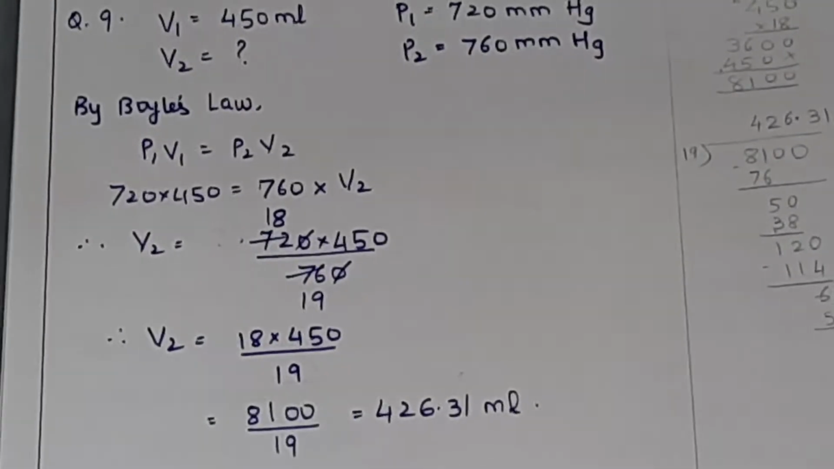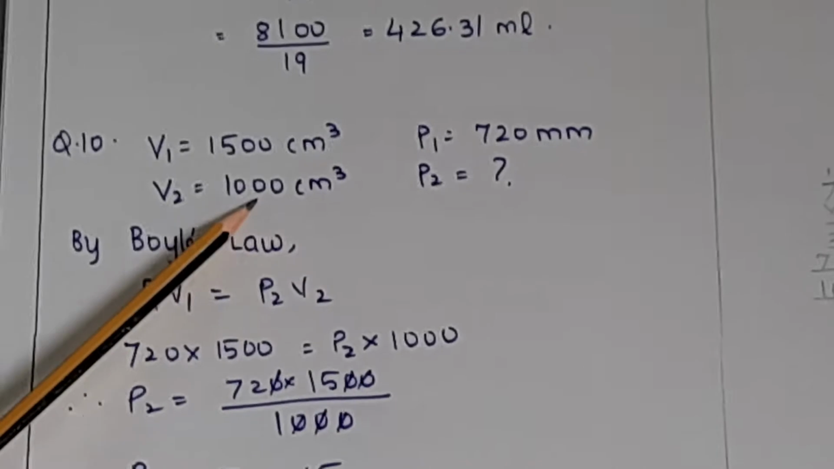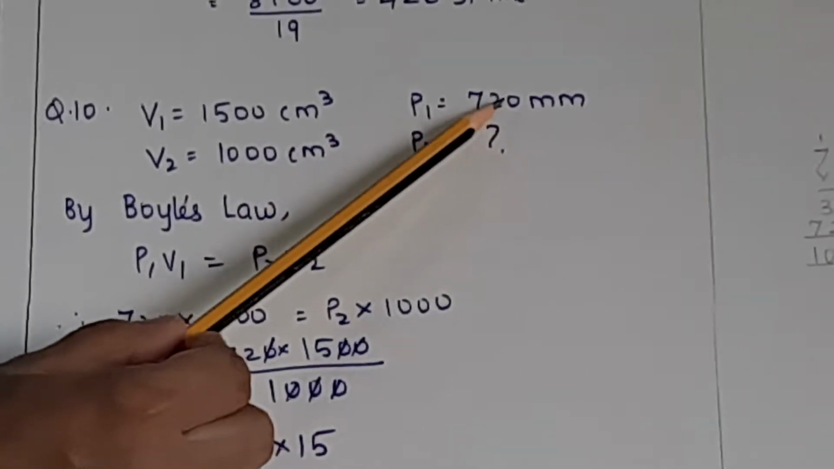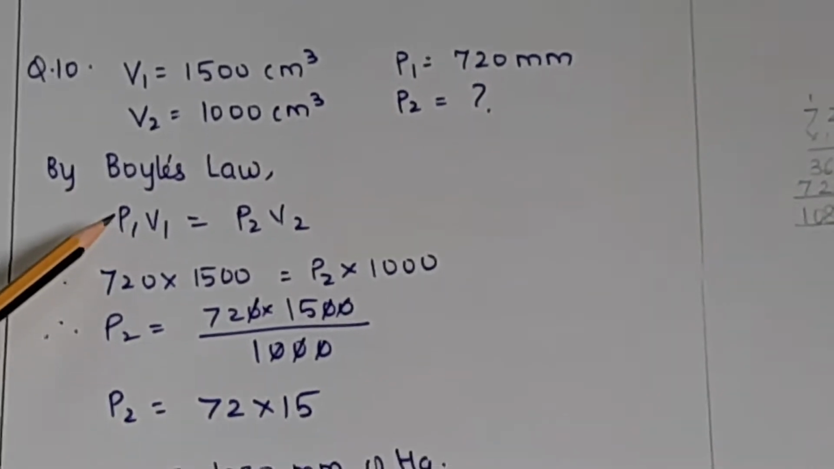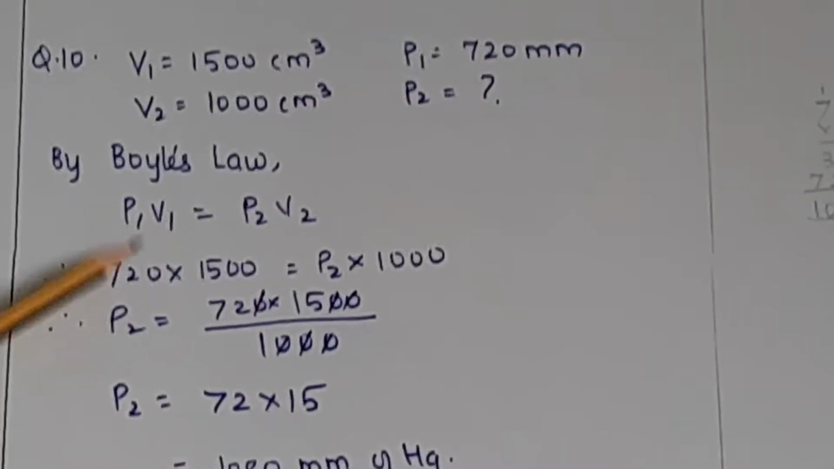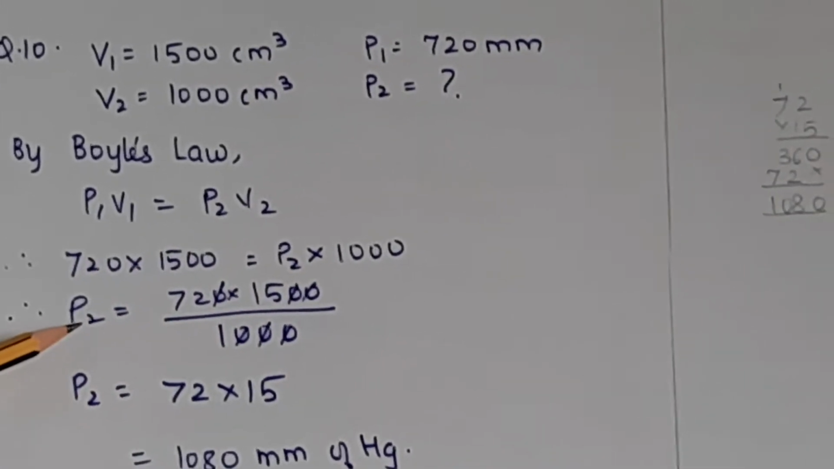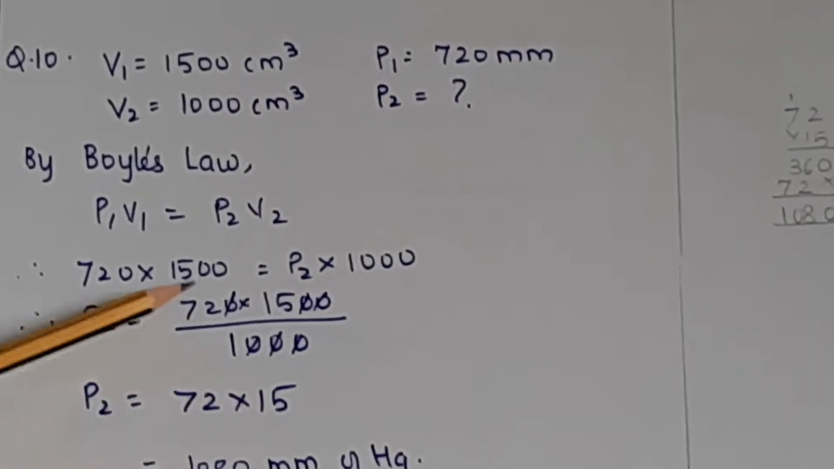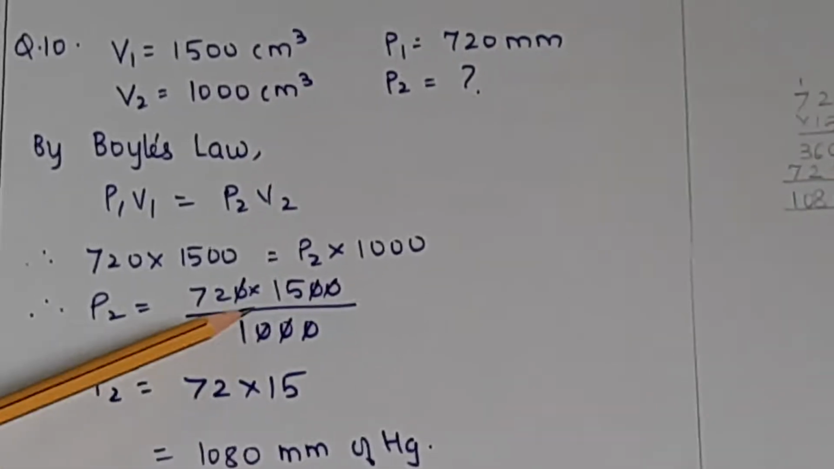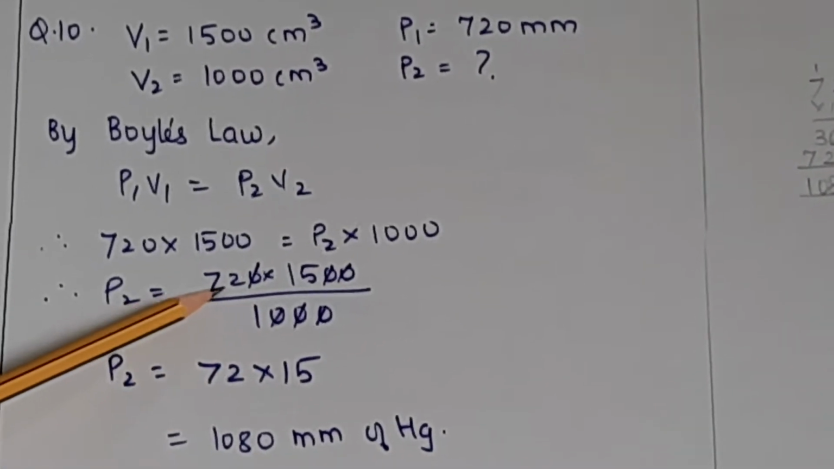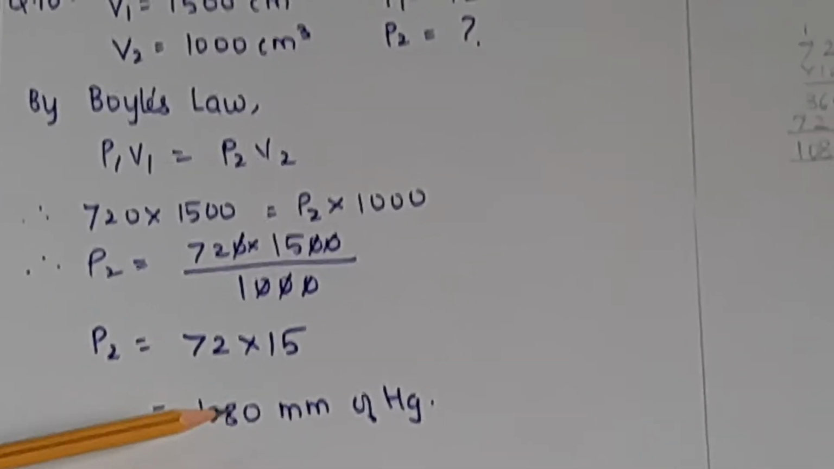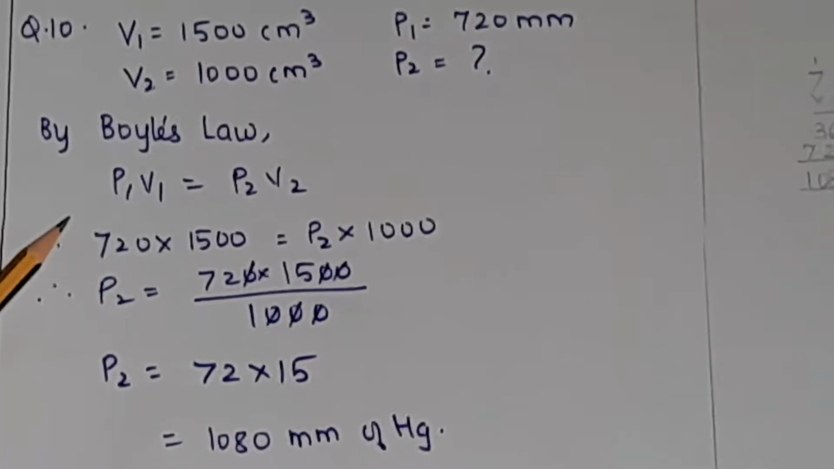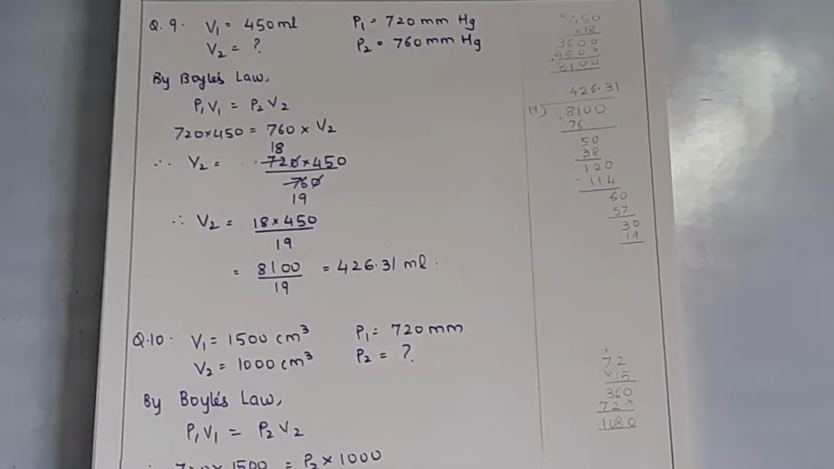Now coming to the last sum, initial volume is given to you 1500, final volume is 1000. Initial pressure is told 720, final pressure we have to find out. So again this is applying Boyle's law. So P1 V1 is equal to P2 V2. Now substitute the terms and then you will get P2 equal to 72 into 15. Now you reduce the terms, and then just do 72 into 15, that comes to 1080. So with that we complete Boyle's law numericals. Now we will have a look at the next part.